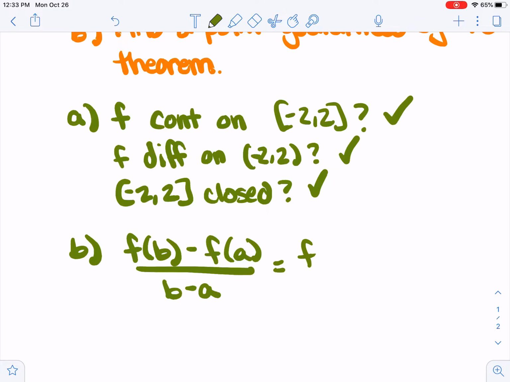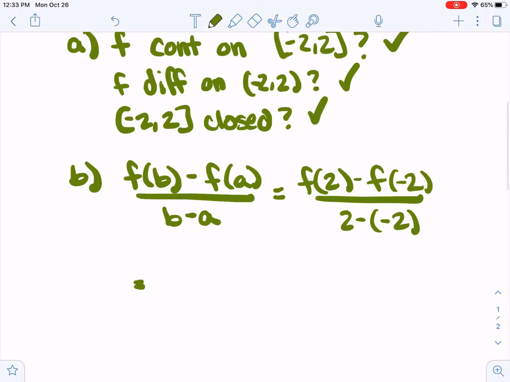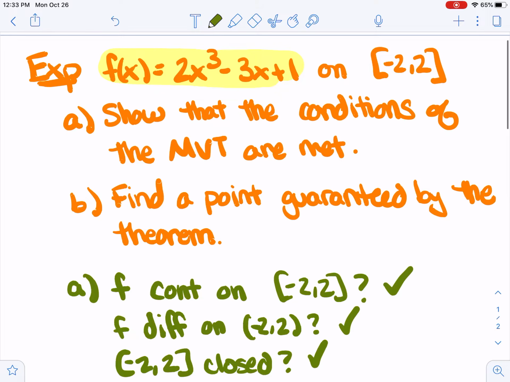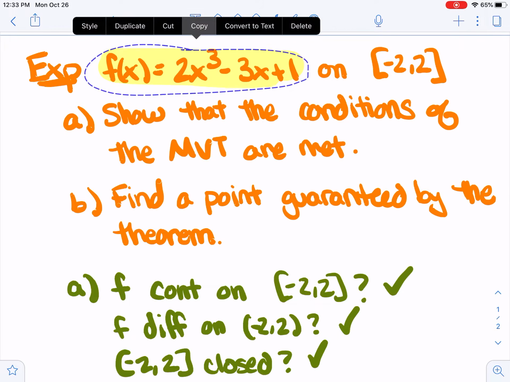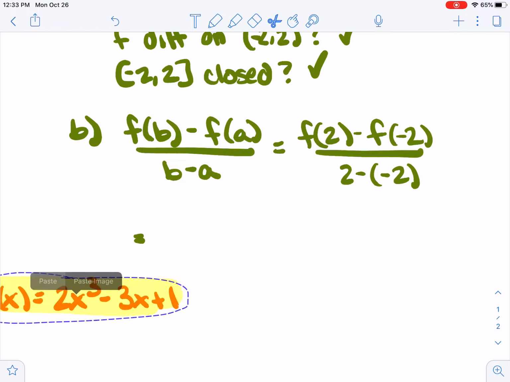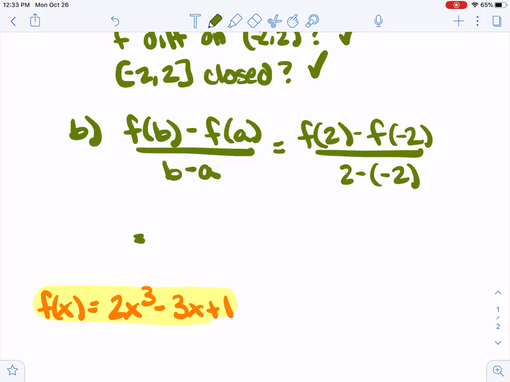So that's f of 2 minus f of -2 over 2 minus -2 equals, so f of 2, this is our f of x here. Let's put a copy of it down here for reference. So what is f of 2? If I evaluate this at 2, we have 2 cubed is 8, times 2 is 16, minus 6 plus 1, so 11, minus, and the same thing at -2. -2 cubed is -8, times 2 is -16.